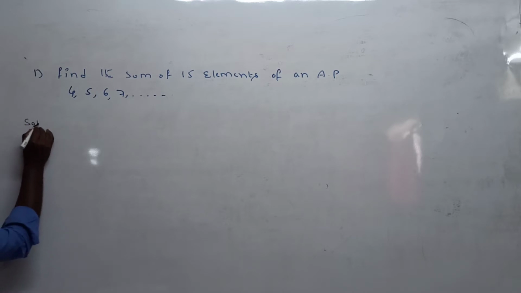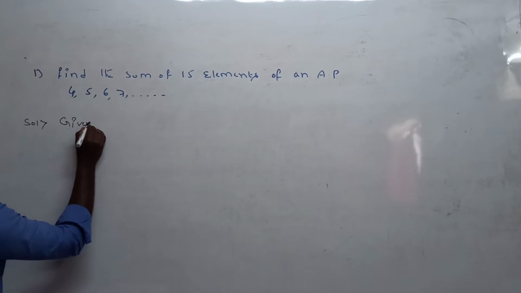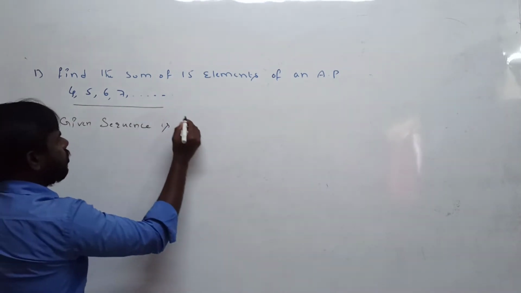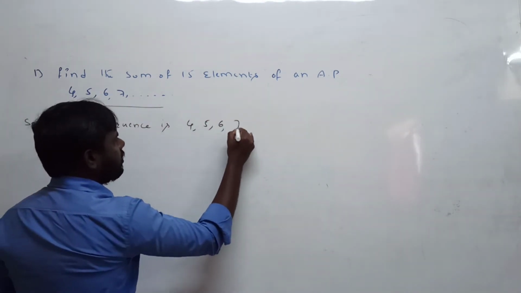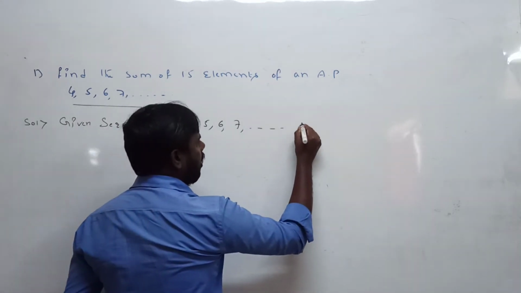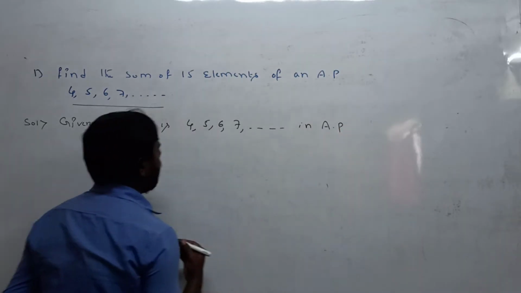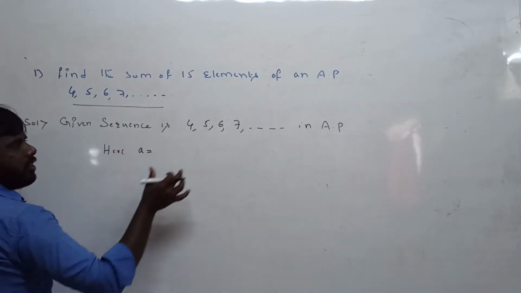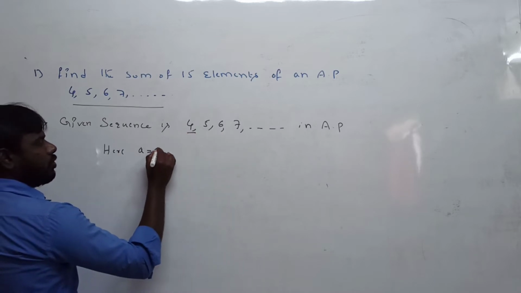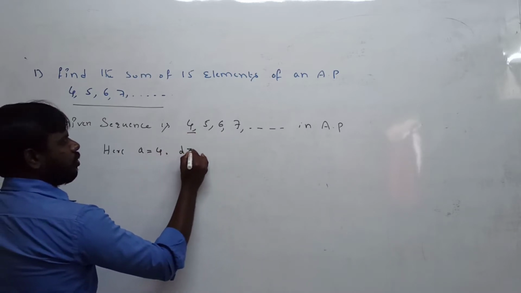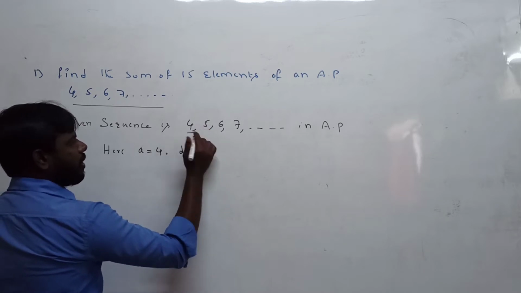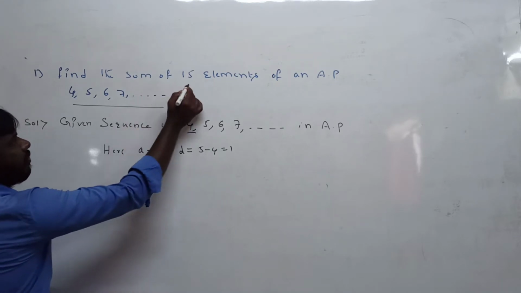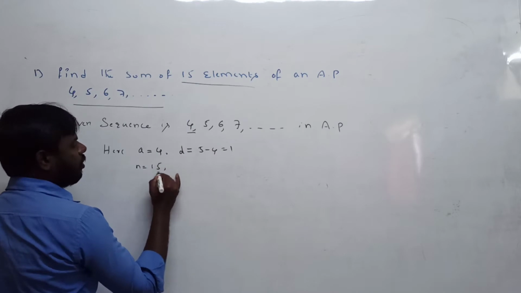Solution. What is the given sequence? 4, 5, 6, 7, definitely a sequence in arithmetic progression. Here a is the first term. In the given sequence the first term is 4, so a value is 4. Next, d is the common difference. What is the common difference? 5 minus 4 is 1, any term minus the term before it. N is how many elements are given? 15 elements, so n is equal to 15.